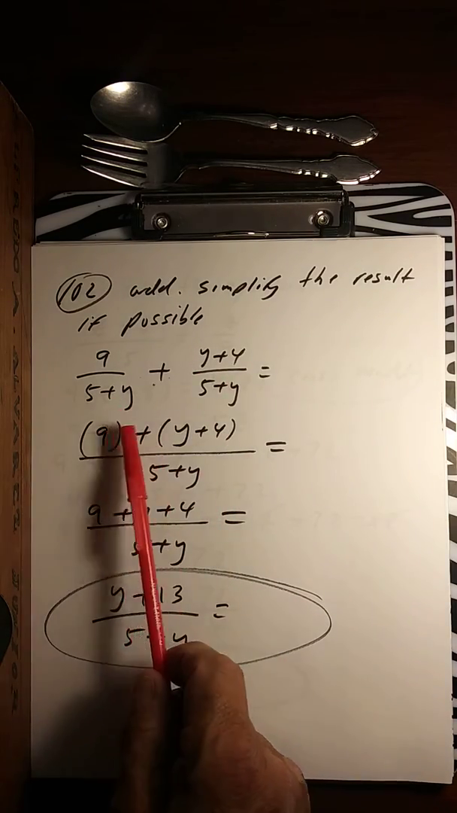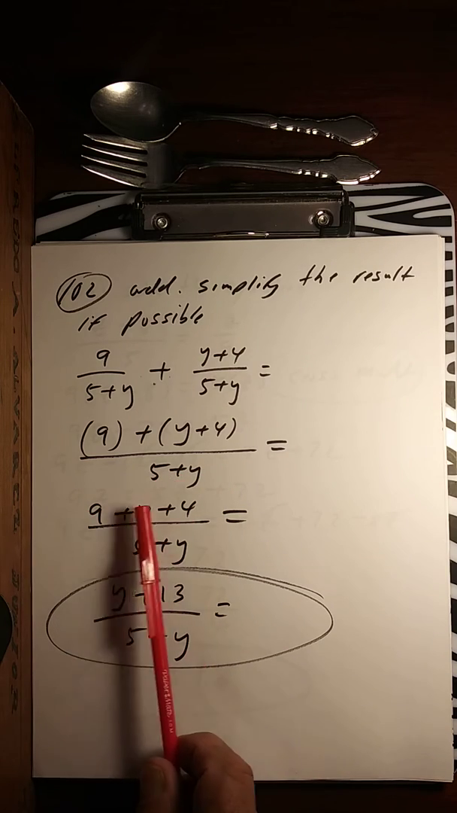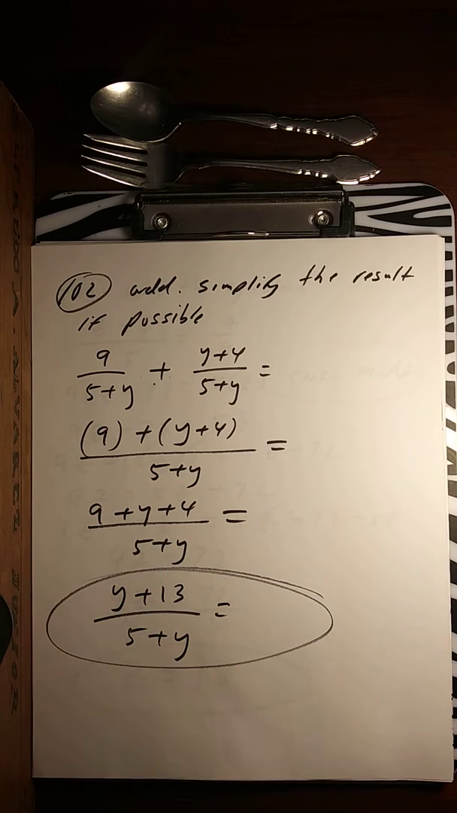Add them together, 9 plus this on top of 5 plus y. 9 plus that is y plus 13 over 5 plus y. It's done.